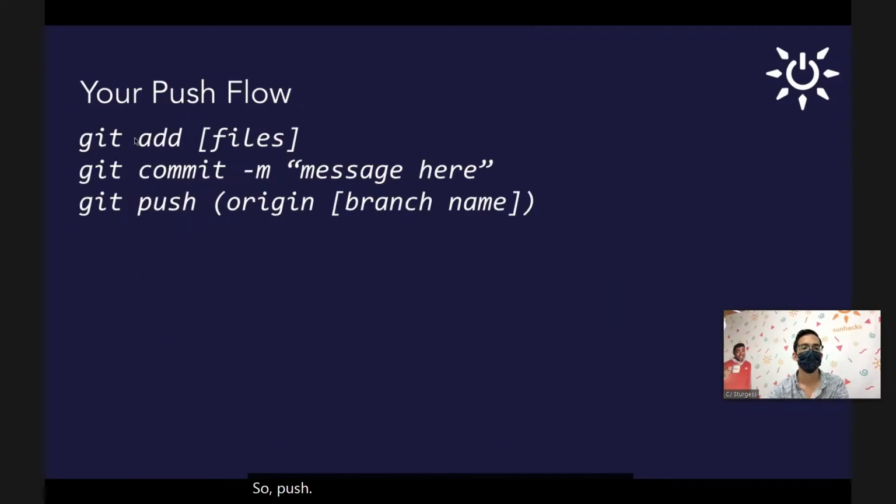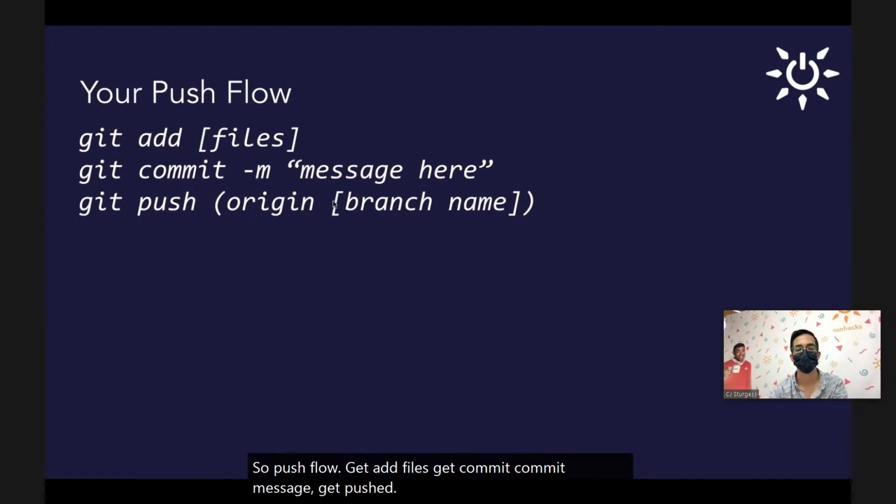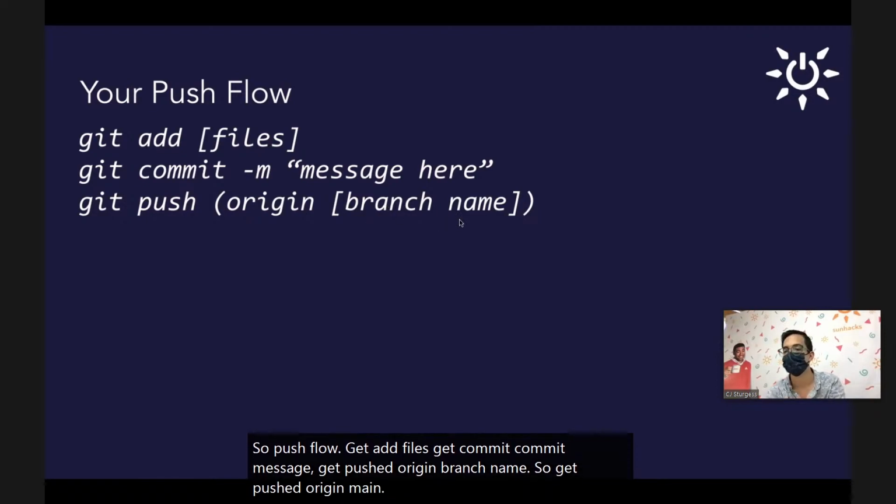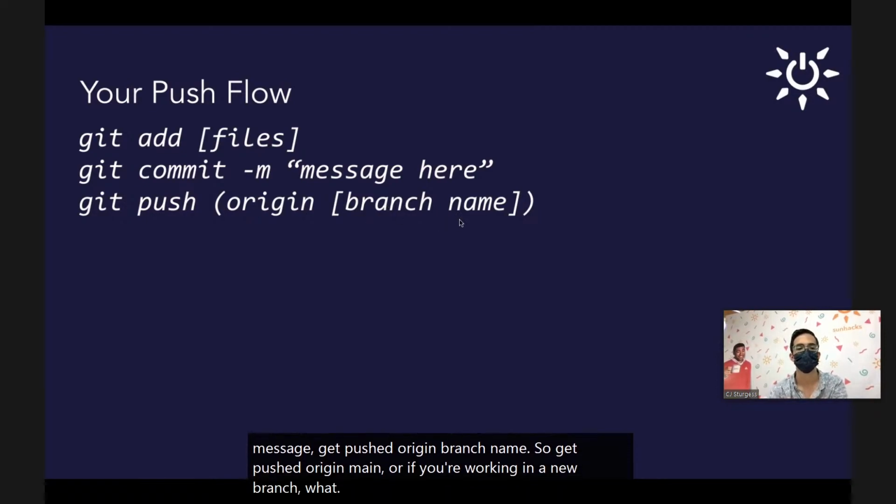So push flow: git add files, git commit -m commit message, git push origin branch name. So git push origin main, or if you're working in a new branch, whatever that branch name is.